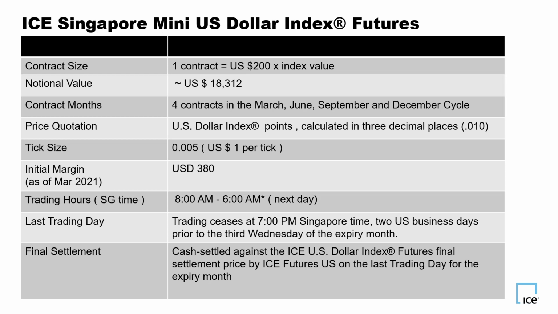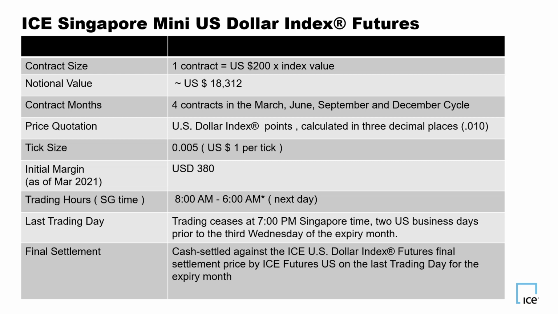And on our ICE Singapore, this is our mini US dollar index futures contract. It is 1/5 the size of the regular US dollar index in our sister exchange, ICE US. The contract multiplier is 200 times the index value. So at the current index level of about 91.5, the contract value is about 18,000 US dollars. The tick size is 0.005, so that's 1 US dollar per tick. And like I mentioned, our mini futures contracts are very retail friendly. The initial margin to initiate 1 futures contract is 380 US dollars.